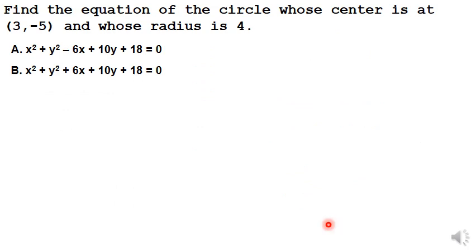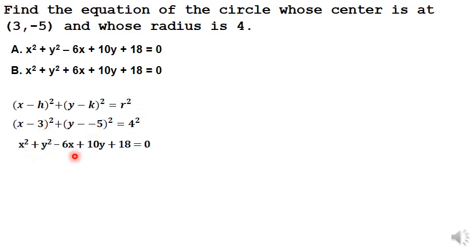Okay, find the equation of the circle whose center is at (3, −5) and whose radius is 4. We have the choices here, and this is our method. First, we have the standard form of the equation of the circle. The coordinates of the center are provided. We have 3 and −5. Then we can expand this to get this expression.